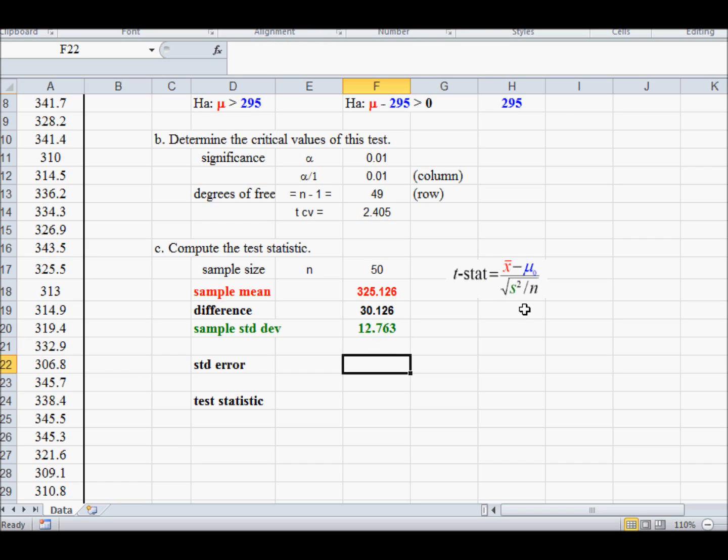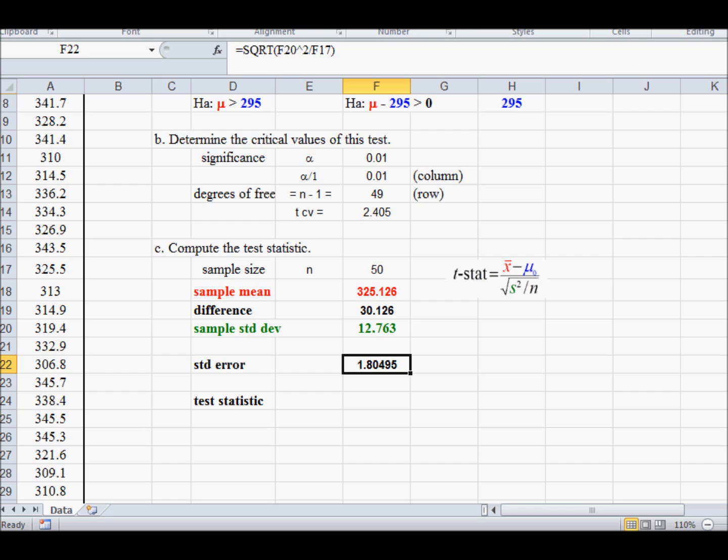Now, the standard error is the thing down here in the denominator of the t-stat. I have it written as the square root of the sample standard deviation squared divided by n. So I'm going to write that right here. I'm going to type equal, square root, s squared. So I'm going to square that. And then I'm going to divide by the sample size.